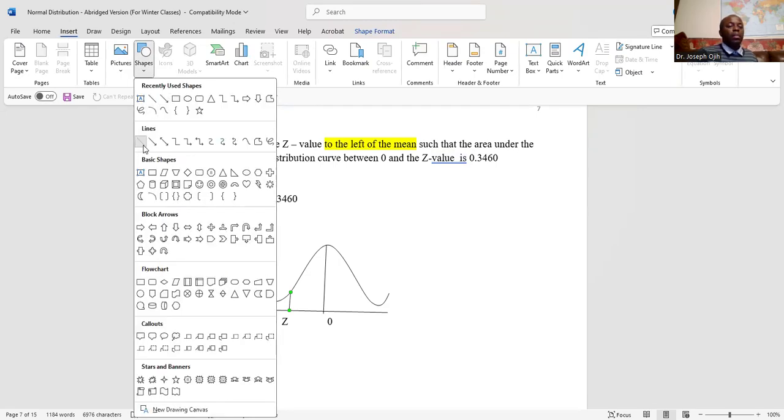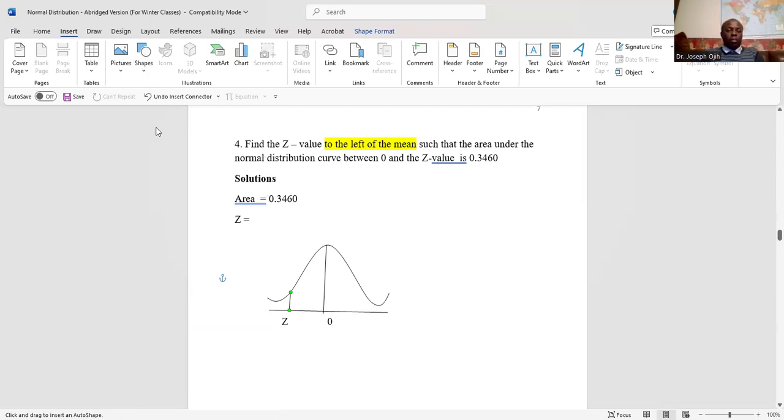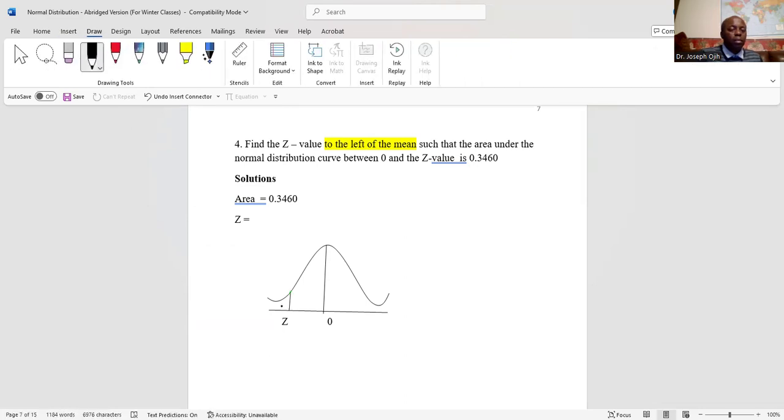Let me see. So we see, find the z value to the left of the mean, so that the area under the normal distribution curve between 0 and the z value is given. Okay, it's between 0 and the z value, so that makes sense. This is 0 and the z value.